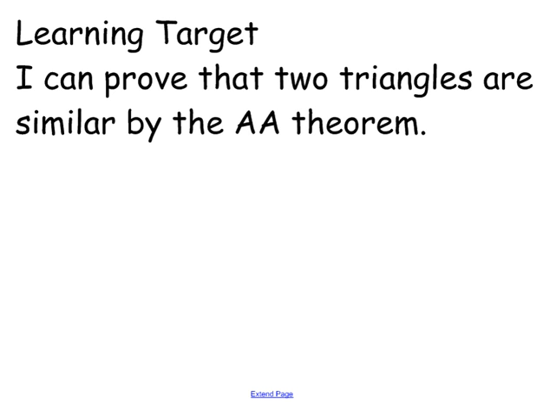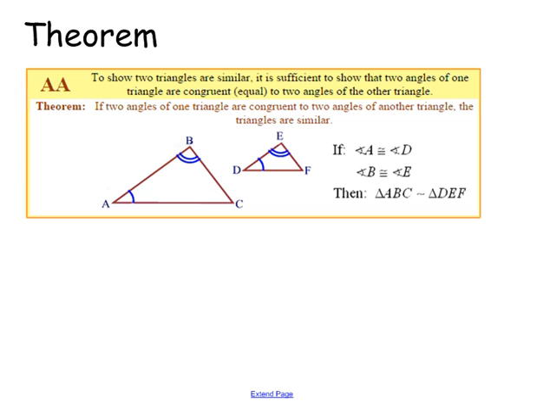Our learning target for this video says I can prove that two triangles are similar by the angle-angle theorem. So this is the theorem we're going to be working off of in this video, and it's called the angle-angle theorem, and we use it to prove similarity. What the theorem says is, to show two triangles are similar, it is sufficient to show that two angles of one triangle are congruent to two angles of the other triangle.